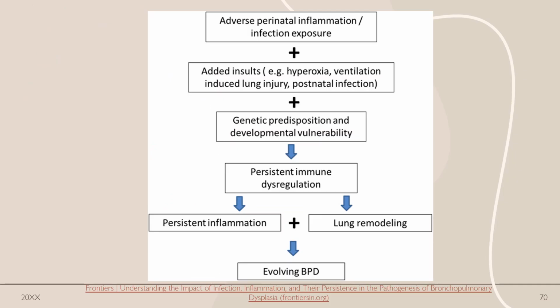This is just a diagram that shows the accumulation of responses to the result of evolving bronchopulmonary dysplasia, talking about inflammation, added insults like our respiratory support that we're giving babies, and maybe a genetic predisposition and developmental vulnerability. The smaller the gestational age, the higher the risk of injury and chronic lung disease.